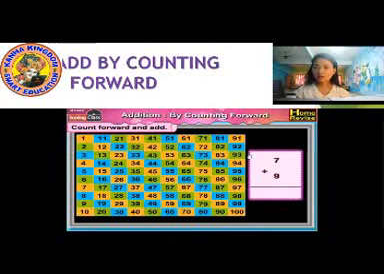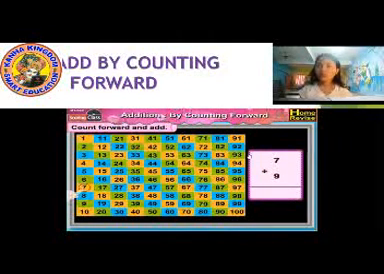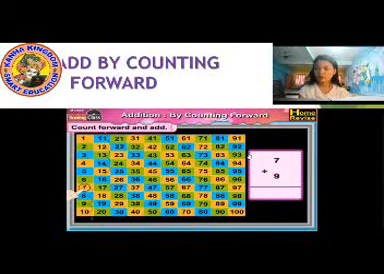7 plus 9, well, that would be 8, 9, 10, 11, 12, 13, 14, 15, 16. So 7 plus 9 is 16.